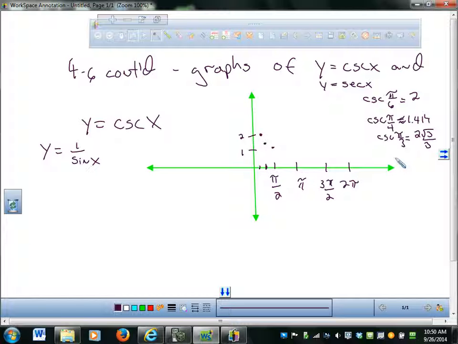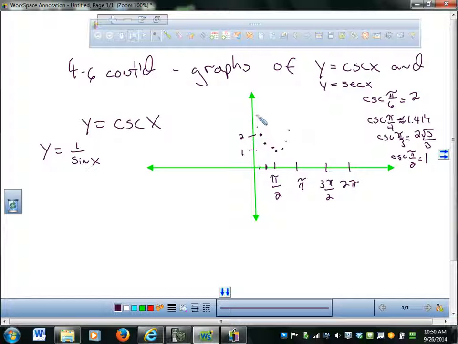What's the cosecant of pi over 2? Cosecant of pi over 2 is 1, because the sine of pi over 2 is 1, and the reciprocal of 1 is 1. What's going to happen over on this side? What happens to sine as I pass pi over 2 on my unit circle? It goes down, so this is going to go up, except sine is still going to be positive, right? So it's going to start going up again like this.